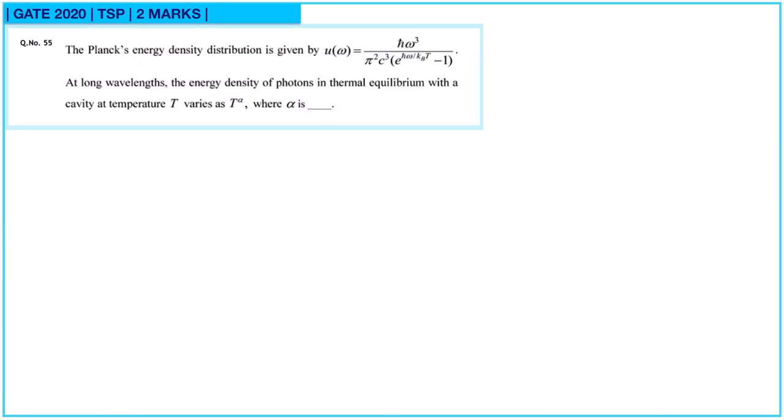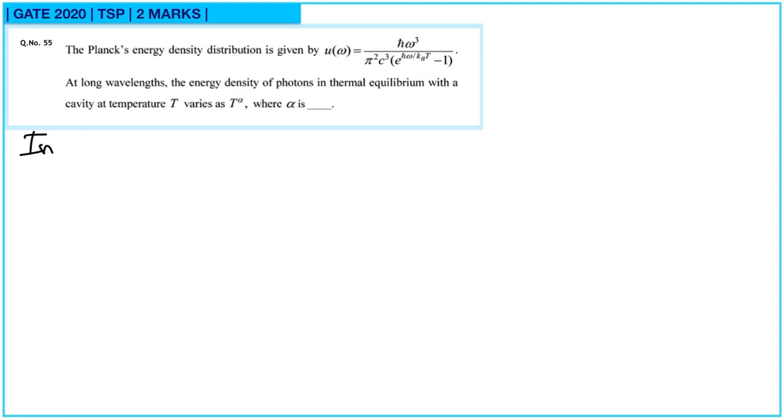Next, the Planck energy density distribution is given by u of omega is equal to this. At long wavelengths, the energy density of photons in thermal equilibrium with a cavity at temperature T varies as T raised to alpha, where alpha is.